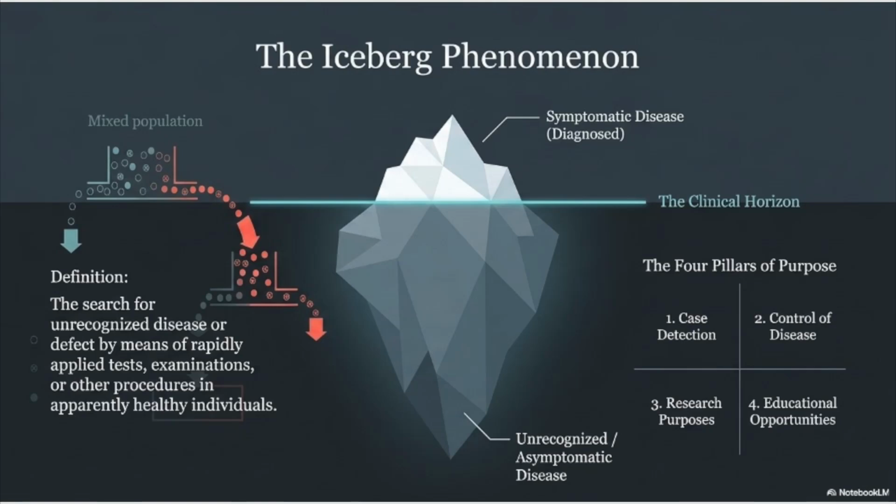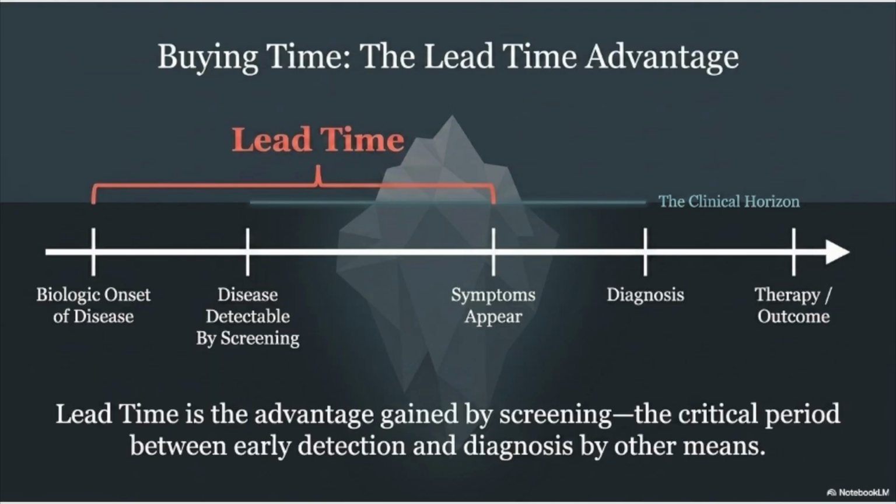To appreciate why screening is useful, we need to understand the concept of lead time. Every disease has a natural history. It begins with the biological onset of disease. After some time, the disease becomes detectable by screening tests even though the person has no symptoms. Eventually, symptoms appear, leading to clinical diagnosis and treatment. The interval between the point at which screening can detect the disease and the point at which symptoms would normally appear is known as lead time.